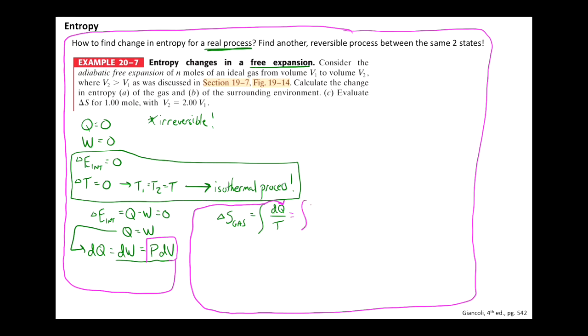So this is the integral of P dV over T. And since the temperature is a constant, we can pull that out. And let's put some limits on this integration. We're going from V1 to V2 as expressed up in the problem. And then we can use the ideal gas law to substitute nRT over V for P, which is something we did before. So that's going to be the integral from V1 to V2 of nRT over V dV.